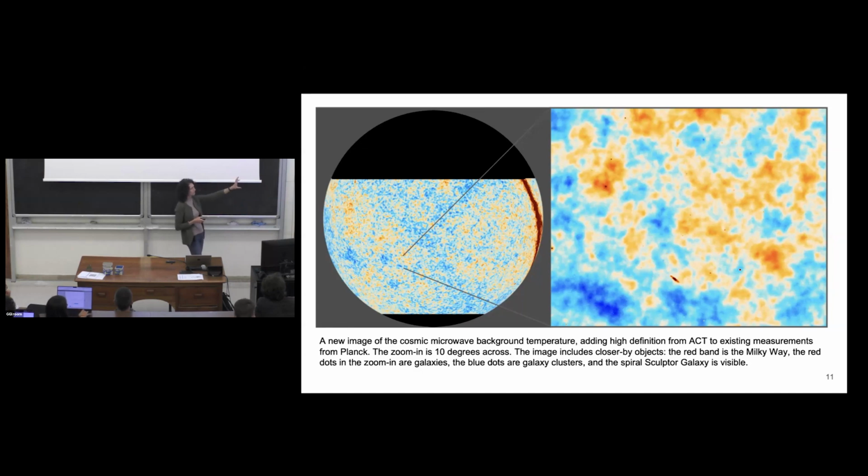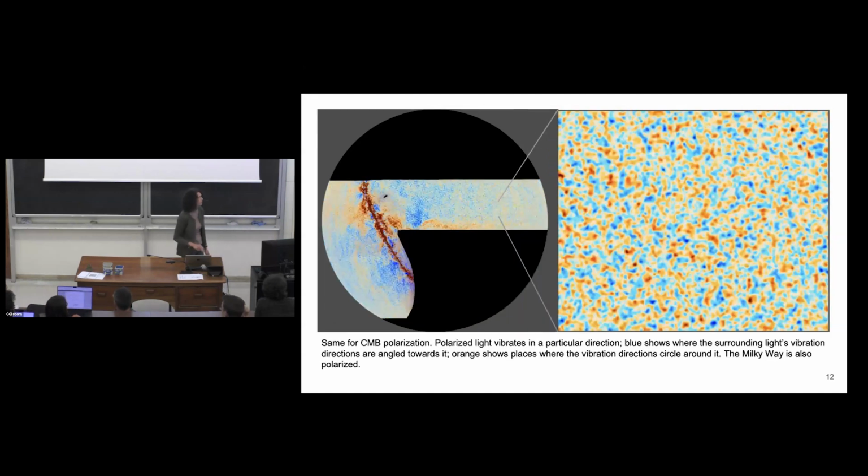But this is a screenshot of one part of the sky with a zoom-in region, and this is a combination of Planck and ACT observations, just highlighting the high resolution that you obtain when you add Planck. For example, this is the Sculptor galaxy that comes out very visible in our observations. And then the same for polarization.